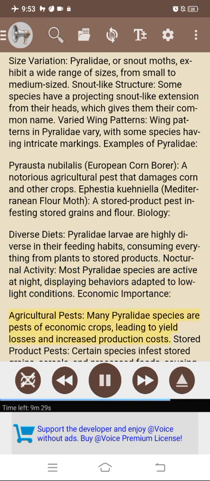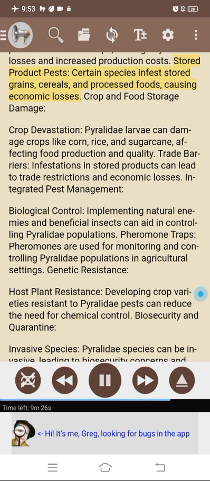Economic importance. Agricultural pests: many Pyralidae species are pests of economic crops, leading to yield losses and increased production costs. Stored product pests: certain species infest stored grains, cereals, and processed foods, causing economic losses. Crop and food storage damage. Crop devastation: Pyralidae larvae can damage crops like corn, rice, and sugarcane, affecting food production and quality. Trade barriers: infestations in stored products can lead to trade restrictions and economic losses.